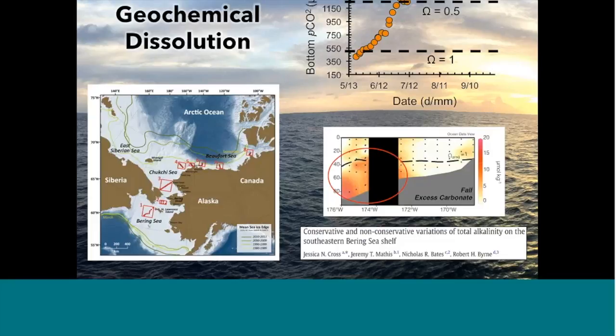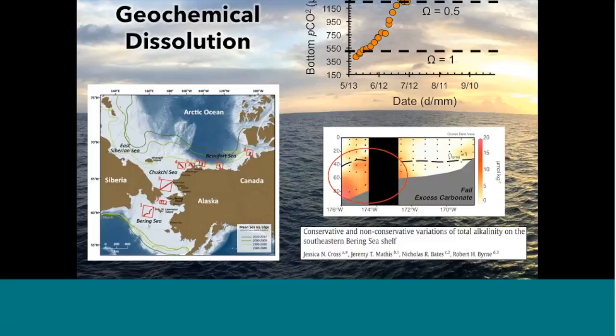So in the Bering Sea, as you have these big sea ice blooms that produce tons and tons of organic matter, it's very heavy, it cannot be grazed fast enough when the sea ice retreats, it all sinks down to the bottom. And just like you would see an increase in nutrients at the bottom from remineralization, we also see the same thing with respect to carbonate.